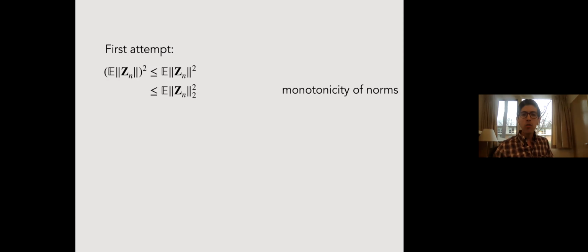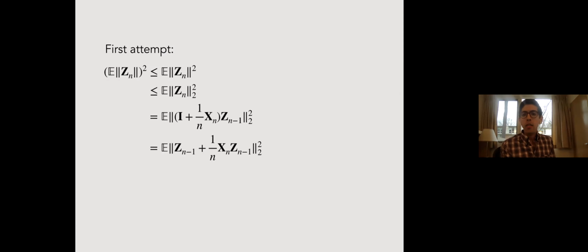Okay, so now let's remember the definition of Zn. We can develop this a little bit. So if I just focus on the very first factor in this random matrix, then it splits up into Zn plus 1 over n Xn times Zn minus 1, and the whole thing squared in the norm. So Zn minus 1 is just the product of all of the last factors here. We've peeled off the first factor in this product.